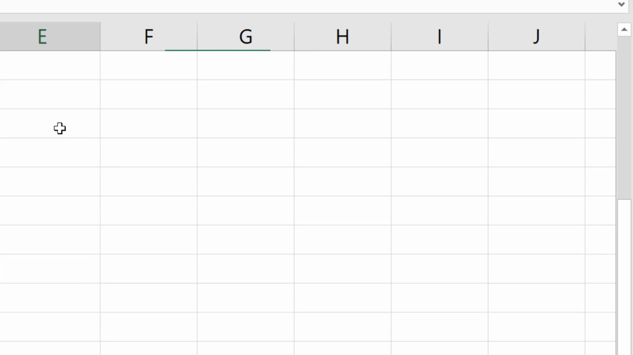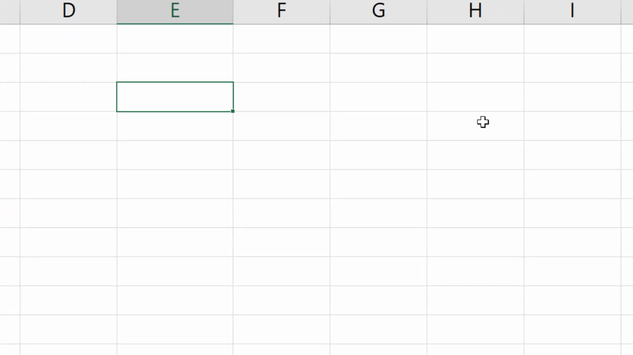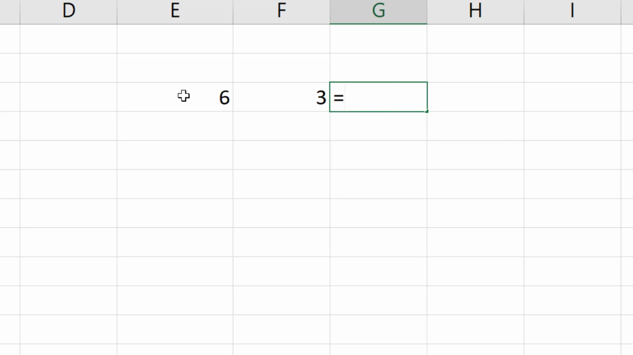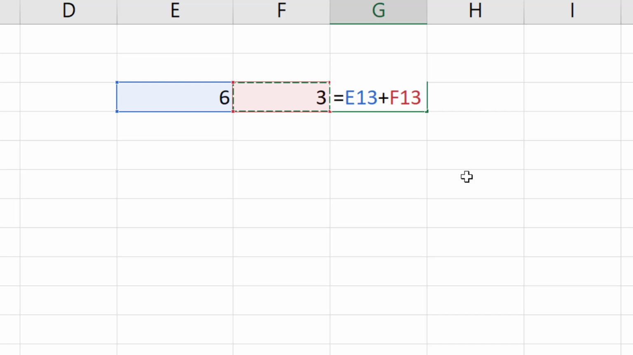Let's do a couple of quick formulas just so you can see how they work. So here's the number 6 and the number 3. If I want to add them together, I would say equal to. I would then click on E13, or I can type it. I can type E13, or I can click on the cell. That gives me the cell reference, and then I can use my operator, which is plus, and then click on F13. That gives me the whole formula, equal E13 plus F13.